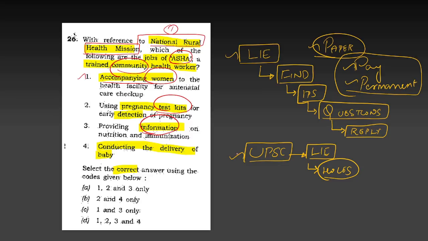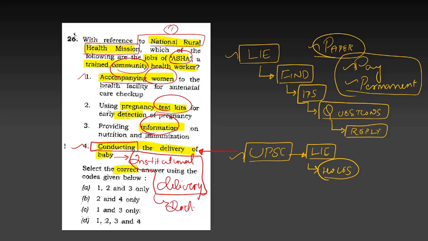But see the lie which is there: conducting the delivery of baby. We have something called institutional delivery. Am I making sense? Institutional delivery is what we are aiming for, right? Conducting delivery of children at homes was done in traditional or earlier times, true. But now we are thinking about institutional delivery, where qualified doctors, gynecologists have to do all these things in hospitals.